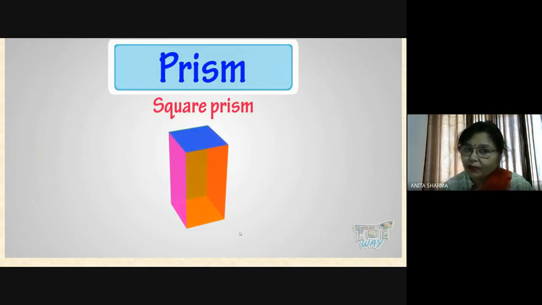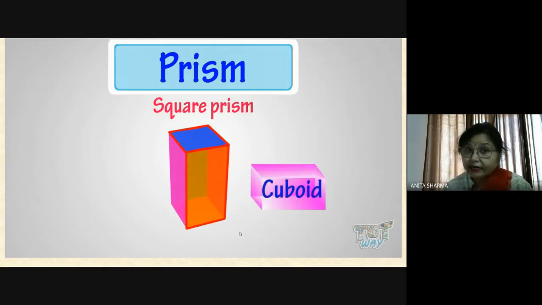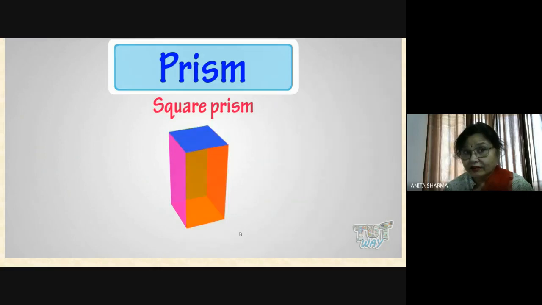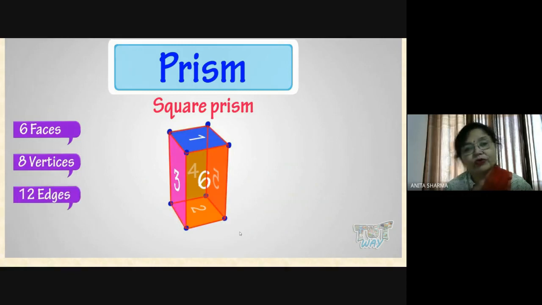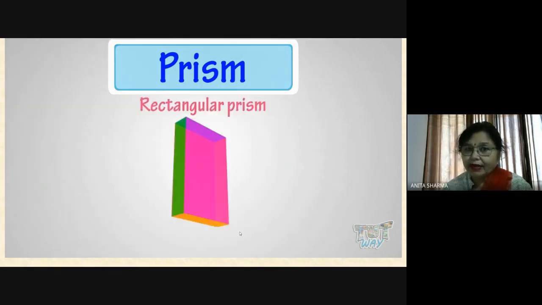Now, it is not like the base ends are always on the top and bottom. If I place it horizontally, then on the sides there will be squares, and the side faces are rectangles. Be careful, side faces are always rectangles. 6 faces, 8 vertices, and 12 edges are there. I hope the concept is clear now. So you have to just keep in mind the base ends.